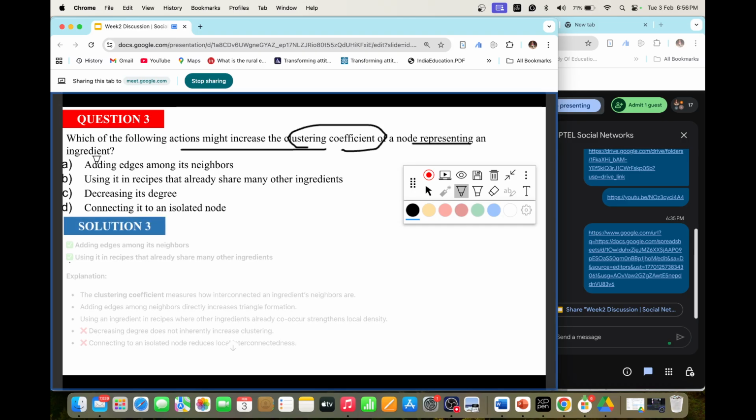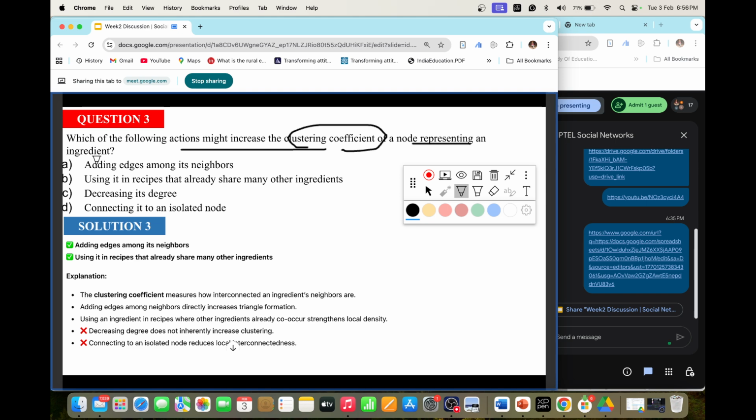Okay, no guesses. So yeah, A as well as B. That is adding edges among its neighbors, and using it in recipes that already share many ingredients. The clustering coefficient measures how interconnected an ingredient's neighbors are. This is the definition of the clustering coefficient. So adding edges among neighbors directly increases the triangular formations. Triangular formation means nothing but three nodes connected to each other like this. So that is a triangular formation.